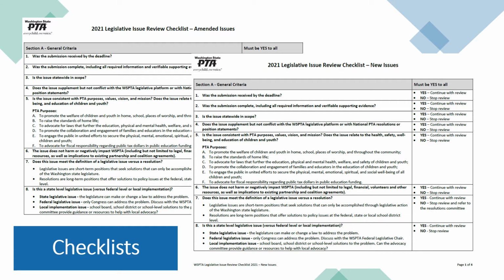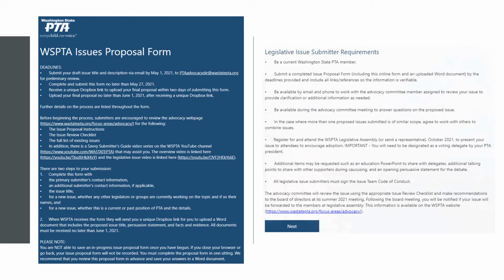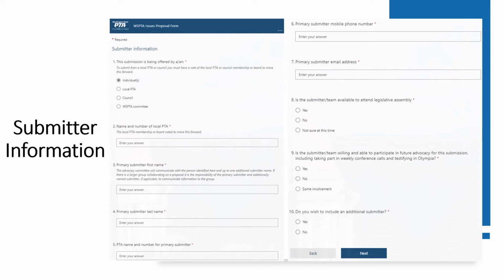Next, we suggest you review the Legislative Issue Review Checklists to understand the various criteria the committee uses to evaluate all submissions. There are separate checklists for new and amended issues. You begin by submitting the online issue proposal form. If the directions are not followed and/or deadlines are not met, it may prevent your issue from being considered and/or moving forward.